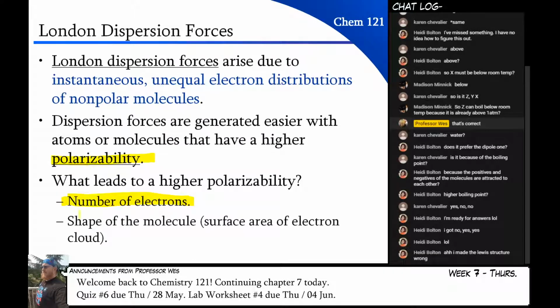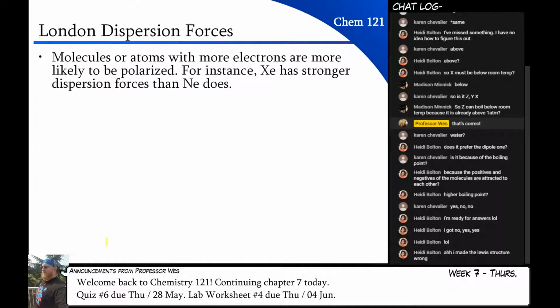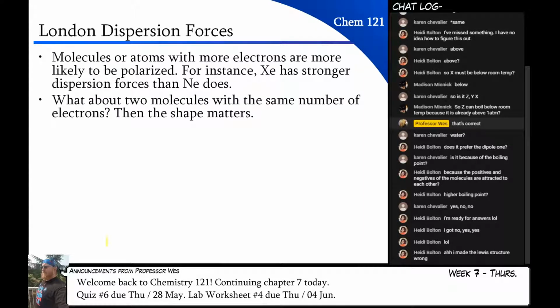Now, when those interactions are created, the shape of the molecule matters too. If molecules can't interact with each other because they're too round and can only touch at like one location on a sphere, then the interaction between those molecules is weak, and we're going to see that in a second. Now, how do we know how many electrons something has? Well, if you have more electrons, the dispersion force goes up. And we can relate more electrons to a very simple thing.